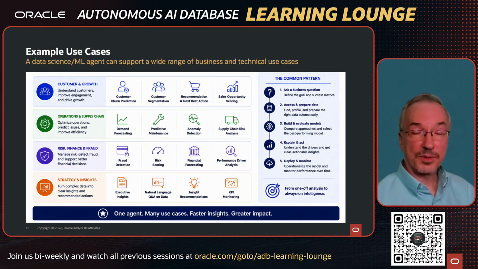Across all these examples, there's a common pattern. Start with a business question, access and prepare the right data, explore the data, build and evaluate models, explain the findings, and then apply those insights to business decisions. The important takeaway is that a data science agent can support many types of use cases by helping you move from data to insights that are easier to generate, easier to trust, and easier to act on.